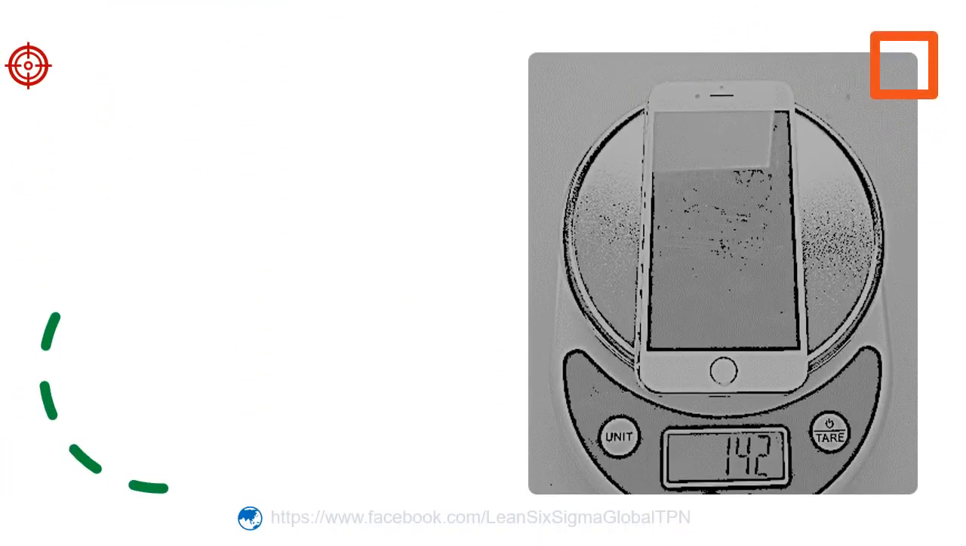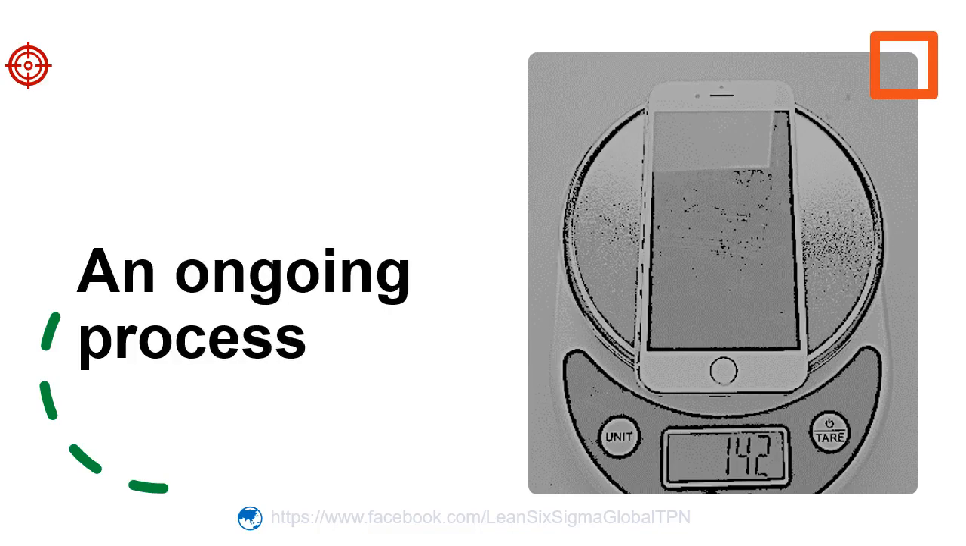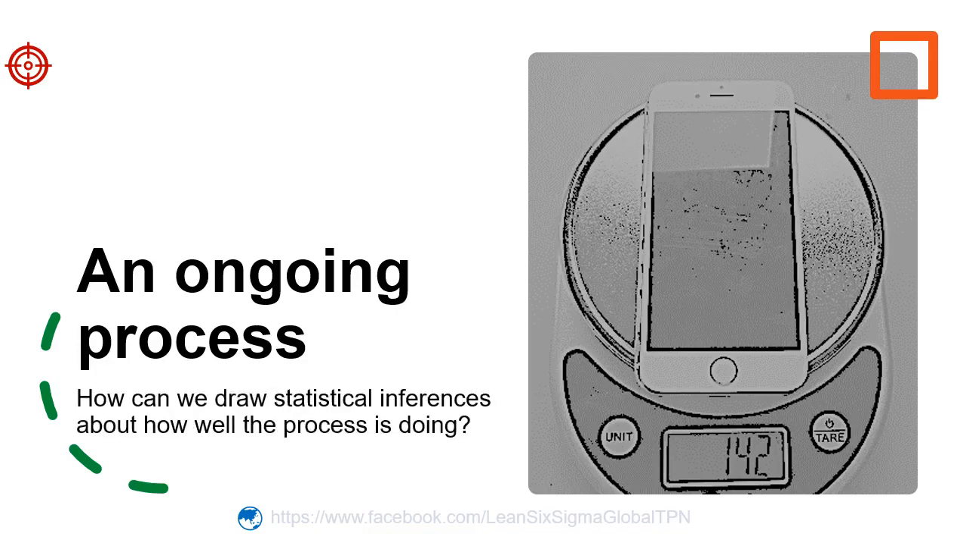So how about data sampled from an ongoing process? For example, consider the process that manufactures mobile phones. There is no fixed population from which to sample. Throughout the day, we sample phones from the line and measure the weight of the phones. The phones are supposed to weigh 140 grams. So how can we draw statistical inferences about how well the process is doing?